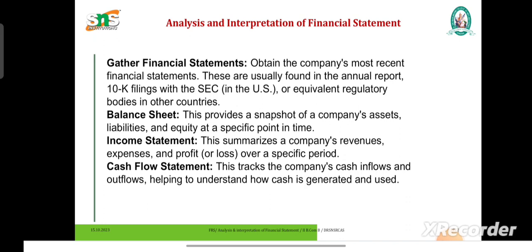Next one is the balance sheet. This provides a snapshot of a company's assets, liabilities and equity at a specific point in time. Next one is the income statement. This summarizes a company's revenues, expenses and profit or loss over a specific period. Next one is the cash flow statement. This tracks the company's cash inflow and outflow, helping to understand how cash is generated and used.